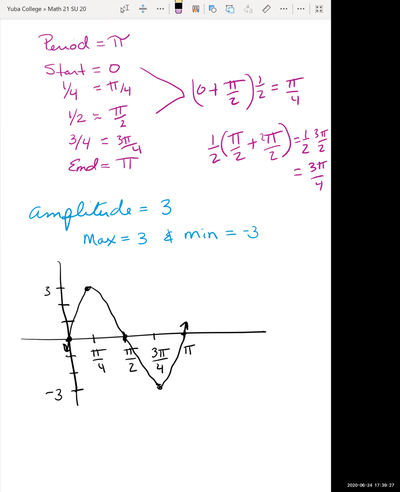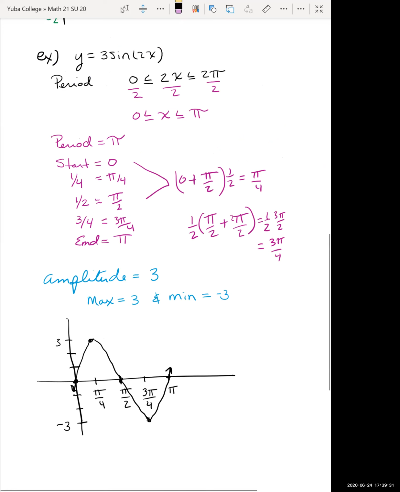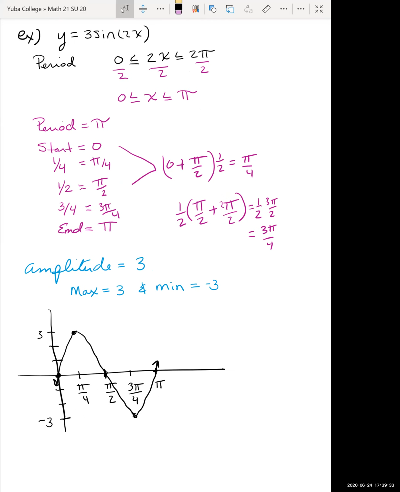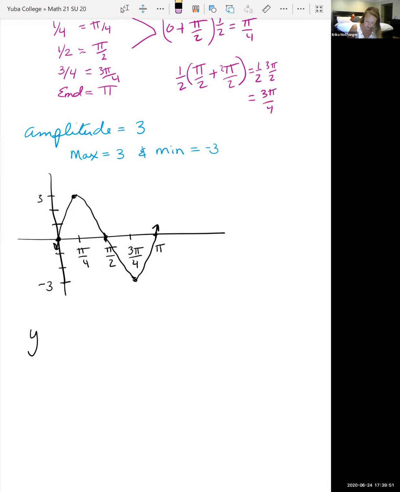Excuse me, Professor? Yes. So if it was cosine instead of sine in this example, would the first point be 0, 3? Yes, you're right. Good job. So maybe we should just plot that real quick because we did most of the work already. So if this was y is equal to 3 cosine of, what was it, 2x? Yeah.